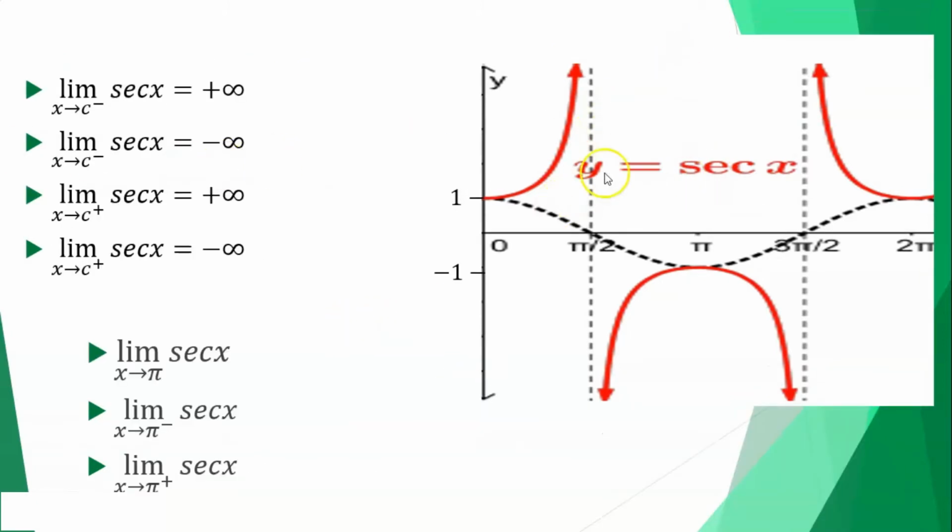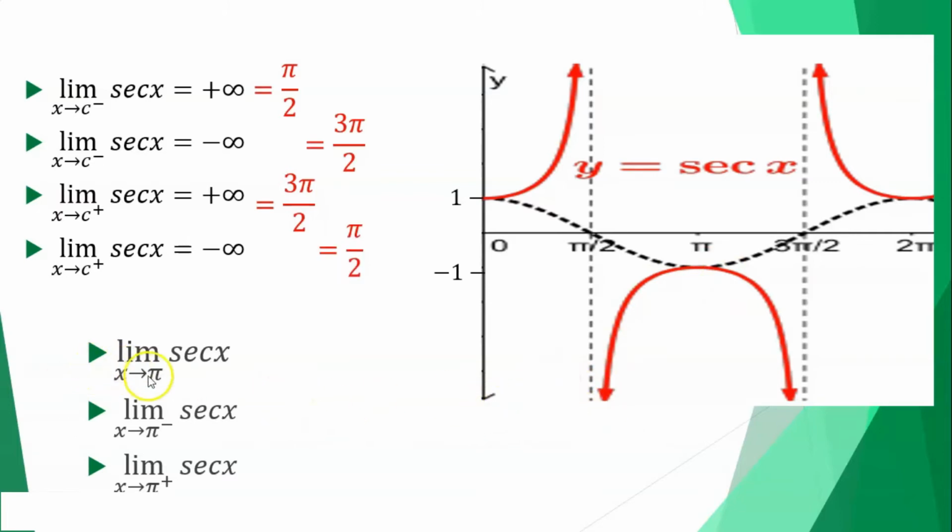This one, secant of x. So positive infinity refers to the graph above the x-axis, approaching from the left, so that's 90 degrees. Now negative infinity approaching from the left, so therefore that's 3 pi over 2. Now secant of x, positive infinity approaching from the right, that would be 3 pi over 2. This one, negative infinity but approaching from the right, this would be pi over 2.